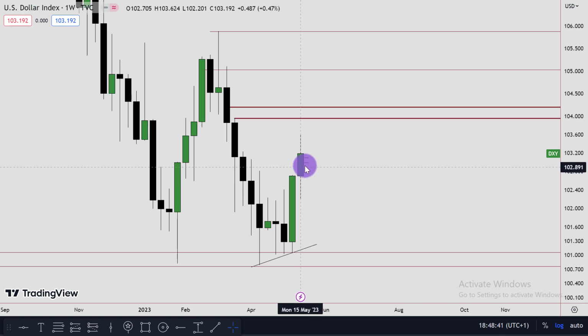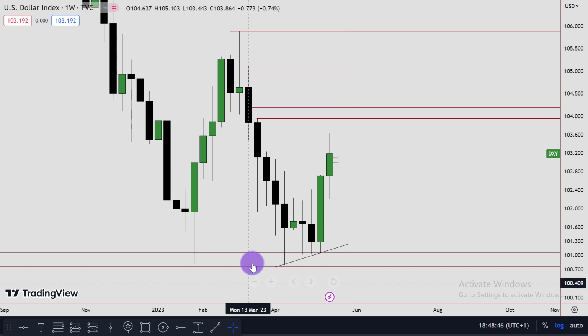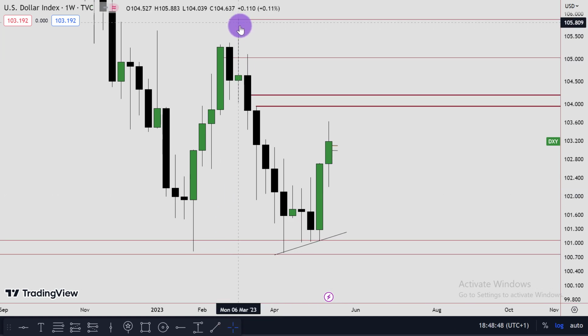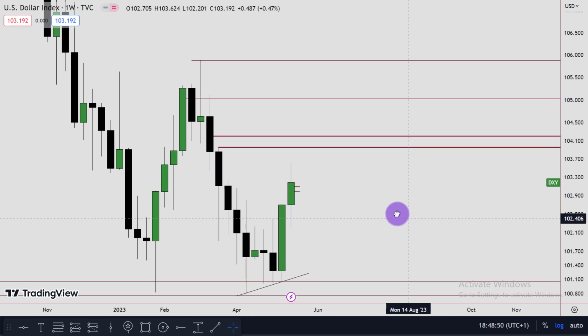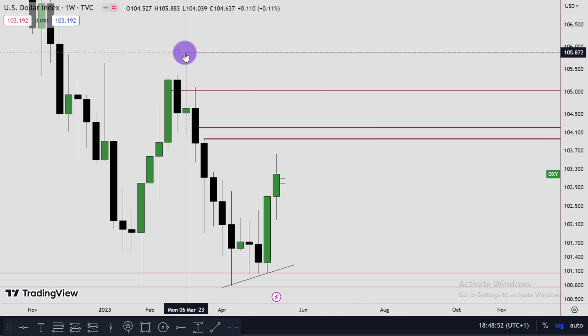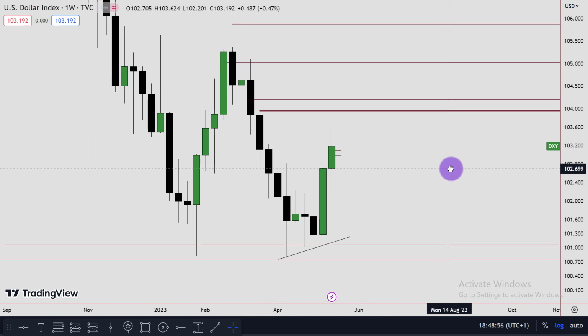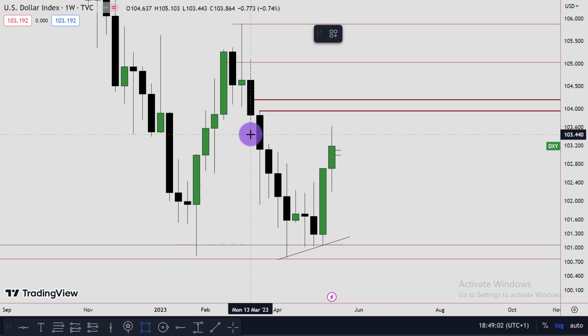Okay, so last week we saw how the dollar traded into a fair value gap. So this is the current weekly dealing range. What's the current weekly dealing range? Between the high here to the low here, that's the current dealing range on the weekly time frame. Okay, so price has traded into this fair value gap right here.